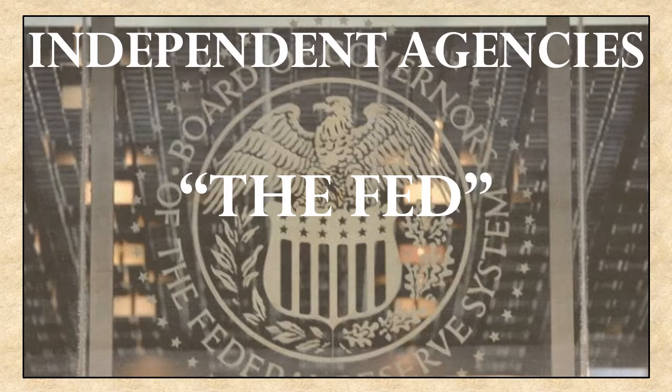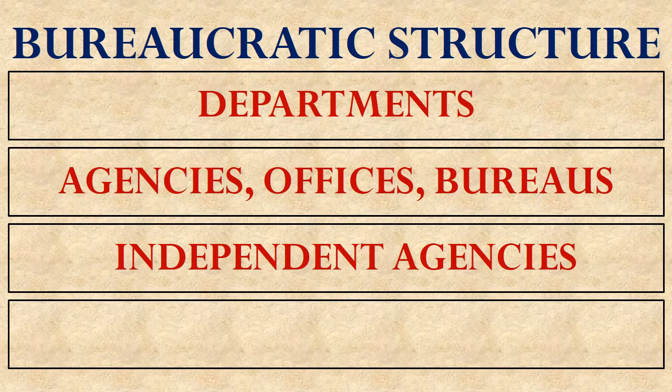The idea of making these agencies independent is to avoid that conflict. They're off on their own, doing their own thing. In a sense, they don't care what the president thinks. This then gives us our third element of the bureaucratic structure, independent agencies.